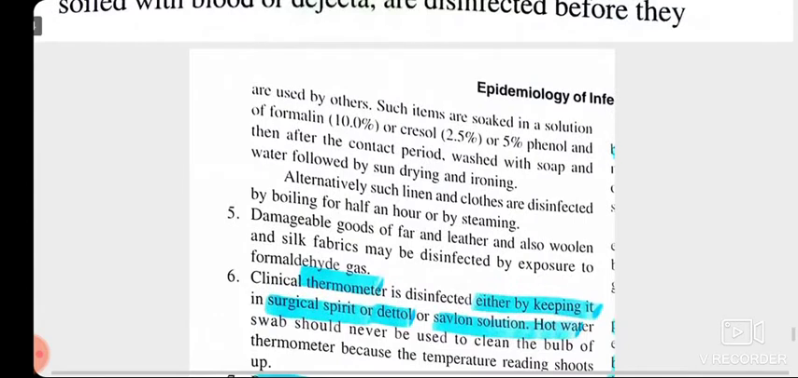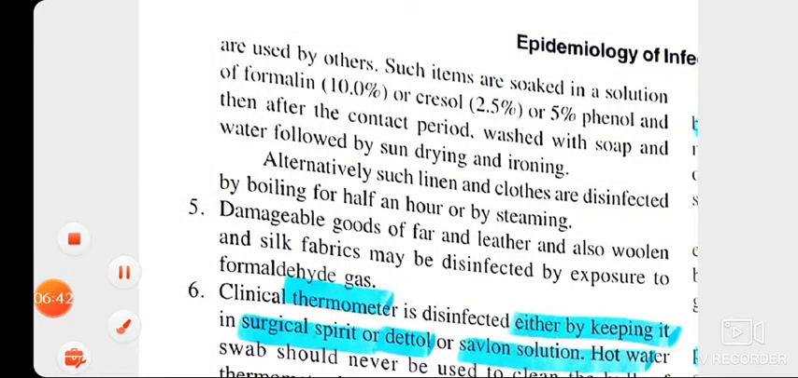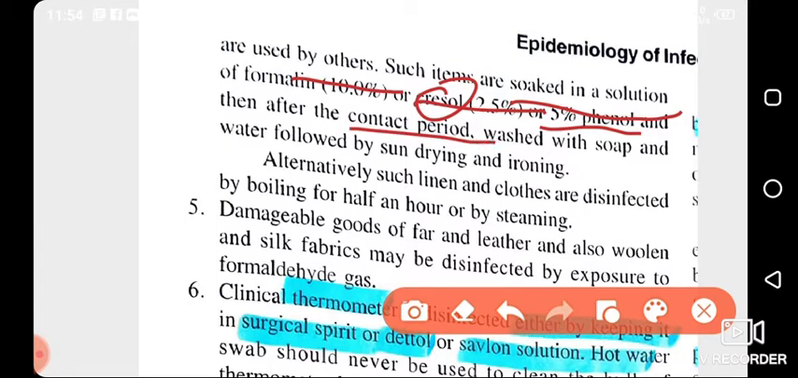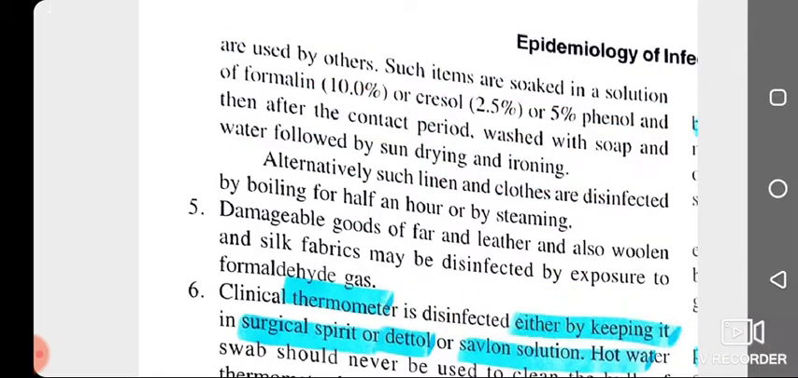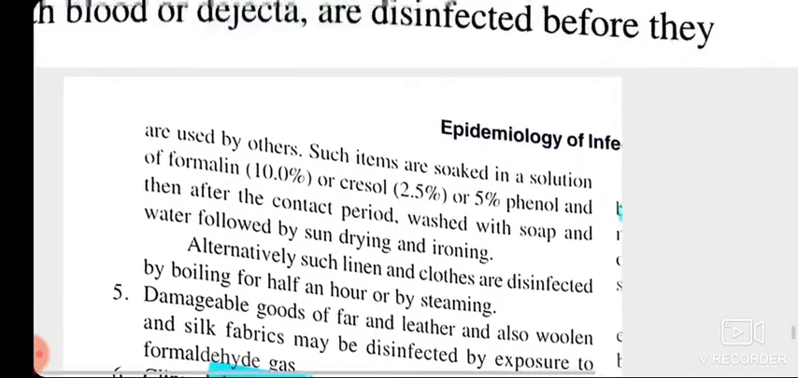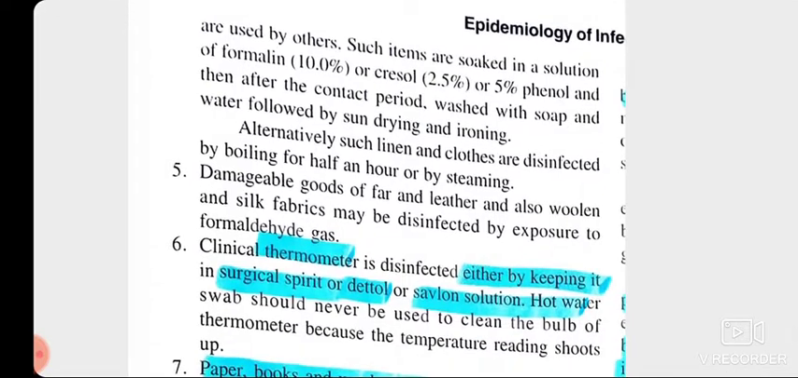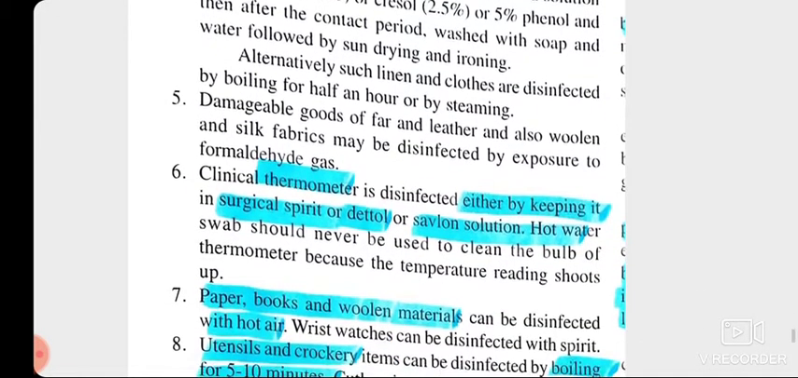So, for disinfecting, these items should be soaked in the solution of formalin, 10% formalin, or 2.5% or 5% phenol, cresol or phenol. They should be kept for the ideal contact period of 10 to 12 hours, and after that they should be washed with soap and water followed by sun drying and ironing. So before using these linen and clothes for another patient, they should be disinfected with this procedure.